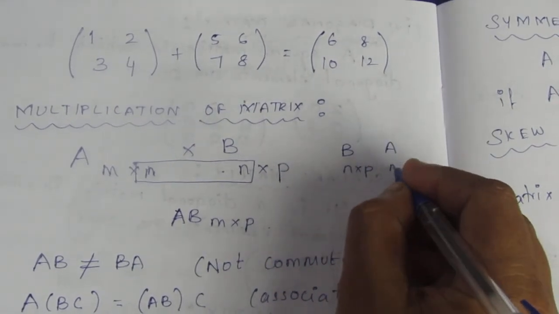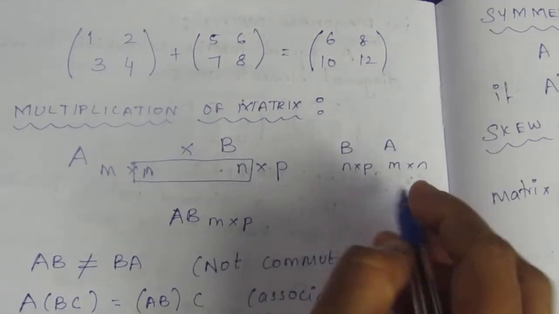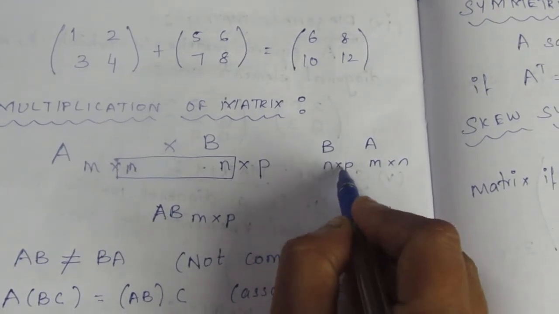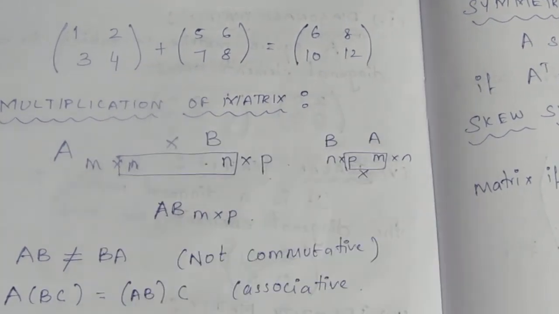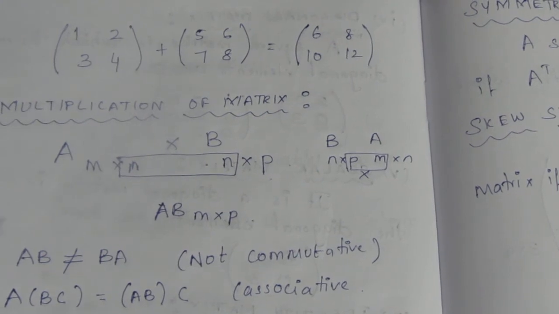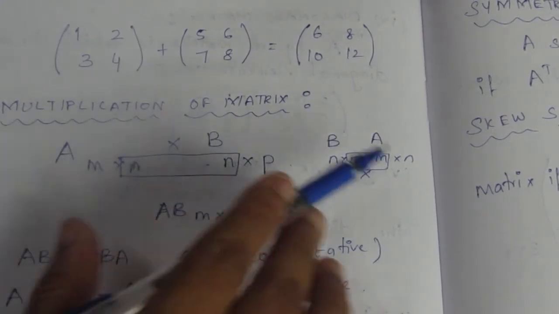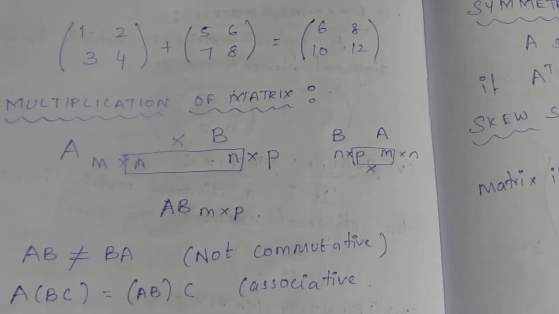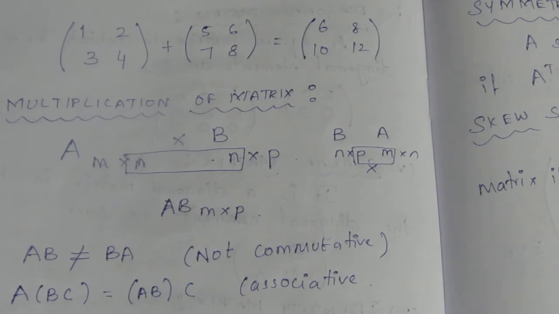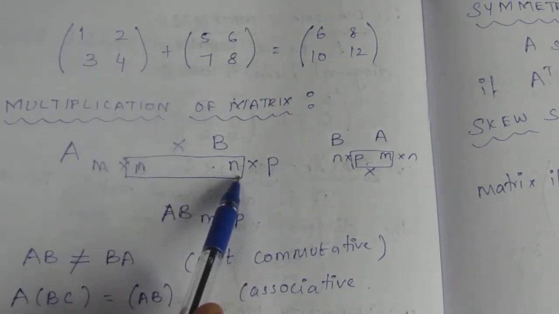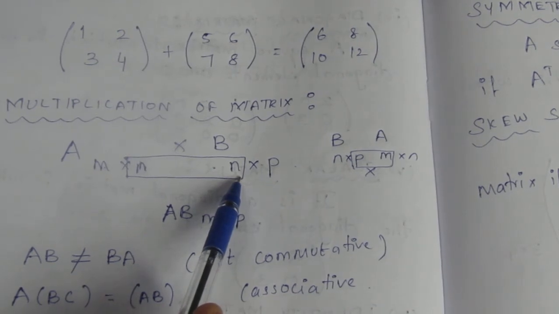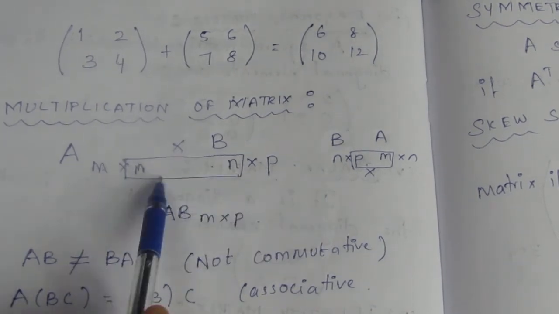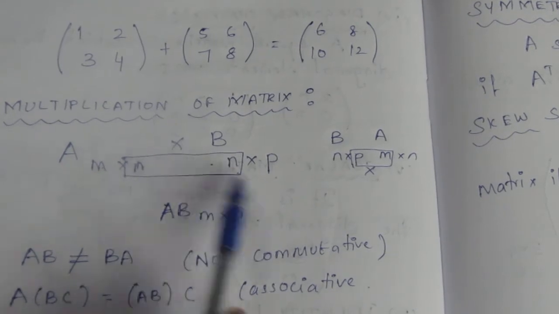We can't do multiplication of BA here, because B we know is n into p, and A is m into n. As these two are not equal, BA is not possible for this matrix. The order is very important for addition, subtraction and multiplication. For addition and subtraction, orders should be the same. But for multiplication, the column of the first one should be equal to the row of the second one. Only then multiplication is possible.